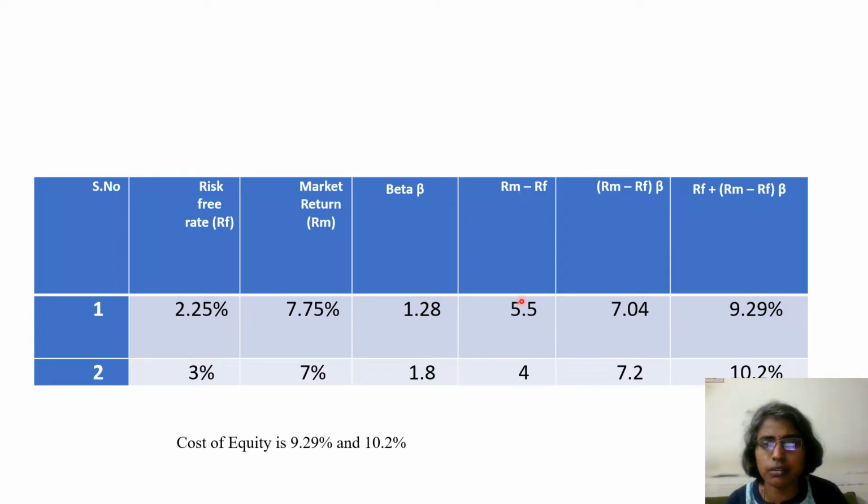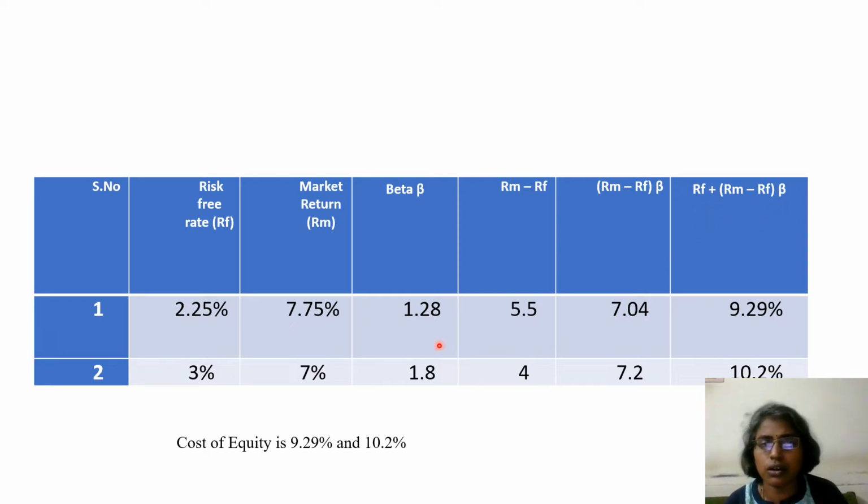Next, with this RM minus RF, we have to multiply the beta value. That is 5.5 multiplied by 1.28, and you will get 7.04. Then finally, we have to calculate the cost of equity. This is the formula: KE equals RF plus RM minus RF into beta.